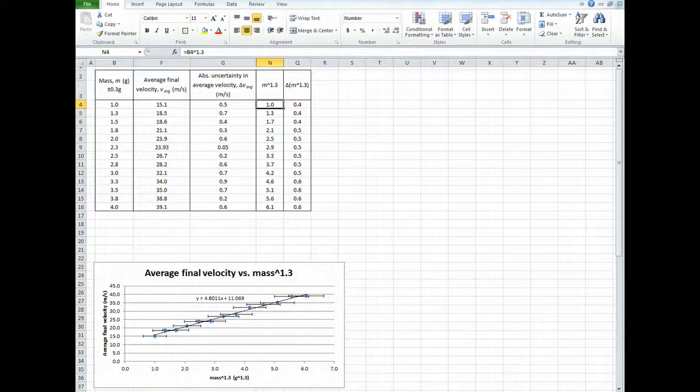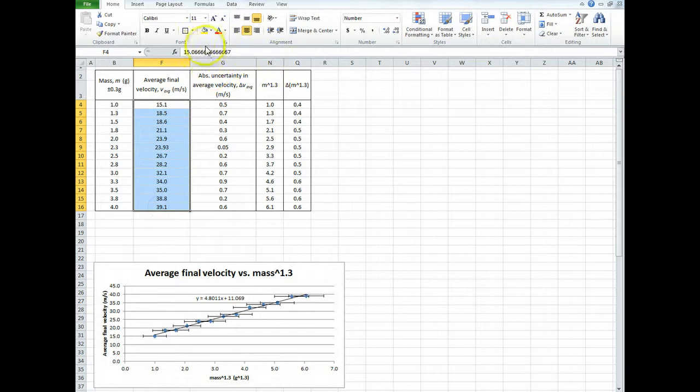This is a video on percent difference and how you can use Excel to find the percent difference for every data point in your graph. Just a refresher, this was my independent variable, mass, and then I measured 3 trials for final velocity. So for every mass, I took 3 trials, which aren't shown, of the final velocity, and I averaged each of those, which is shown here.